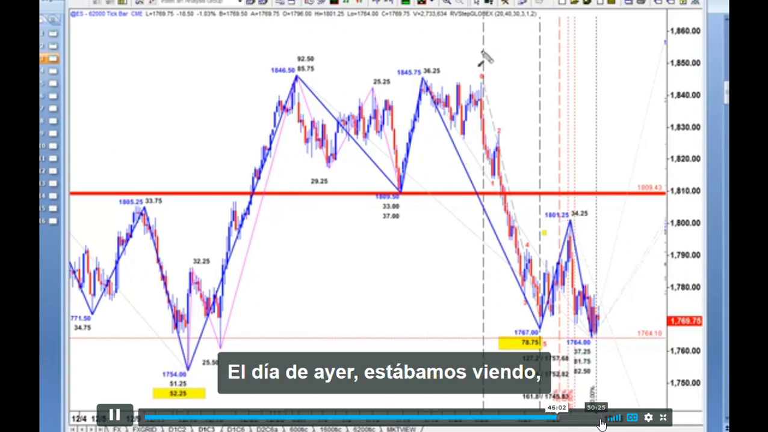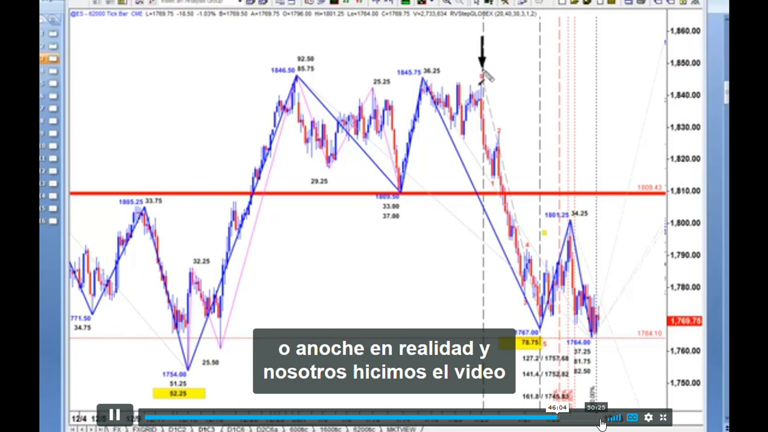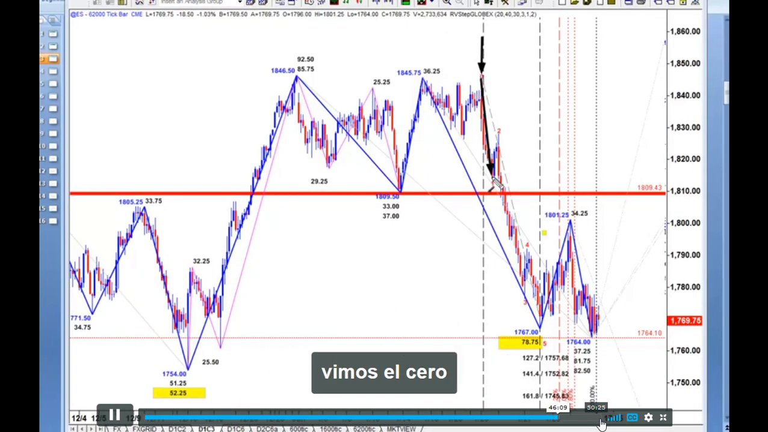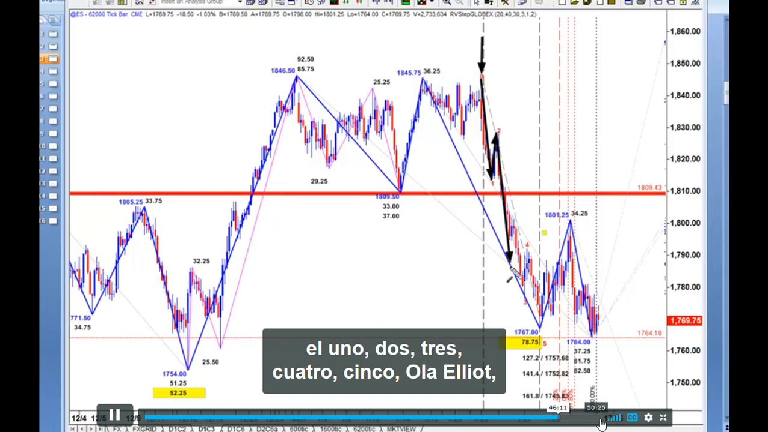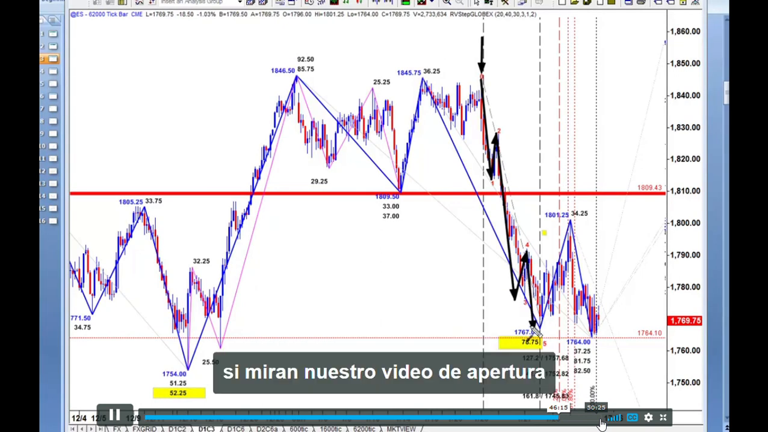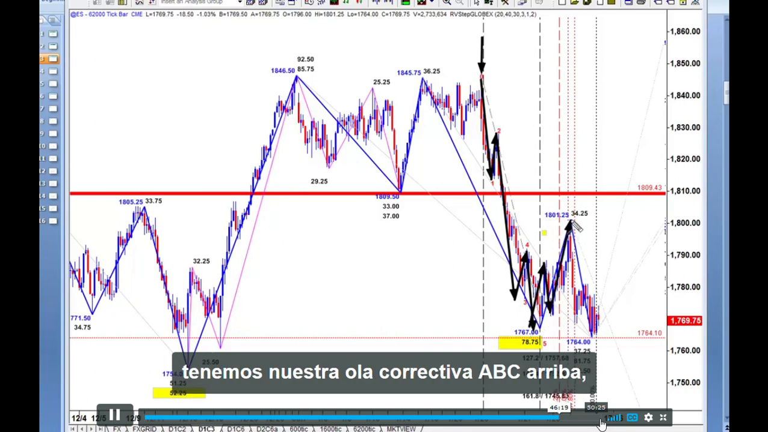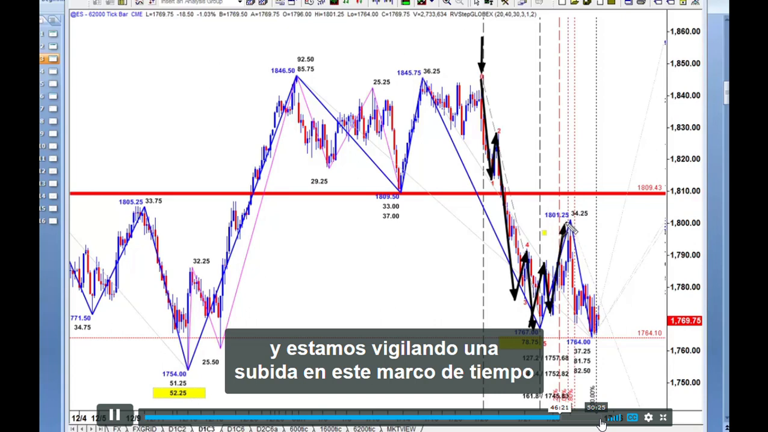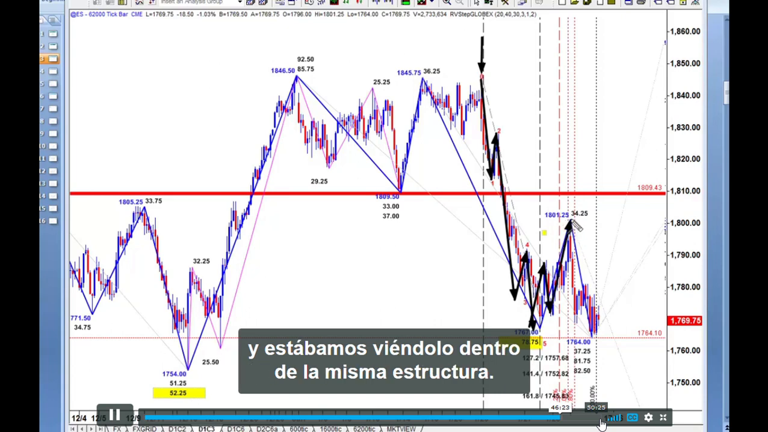All right, this happened in the overnight session. Last night when we did the video, we looked at the 0, 1, 2, 3, 4, 5 Elliott wave. If you looked at our opening play video, we had our A, B, C corrective wave up, and we were watching for a rally up on this time frame, within this time structure.